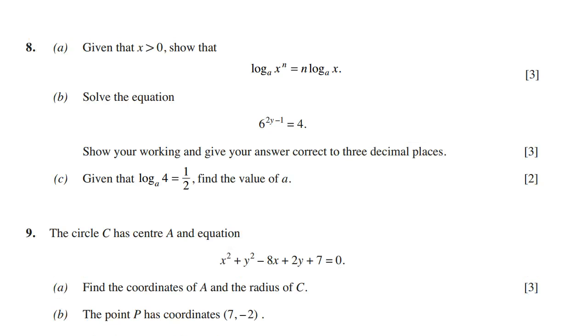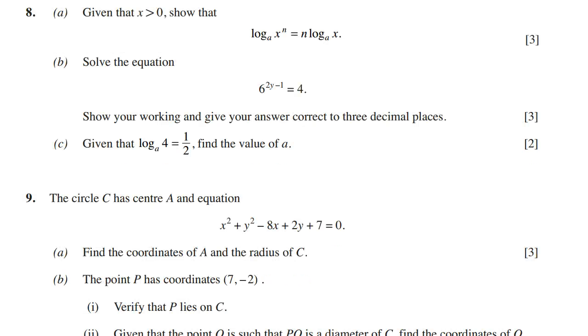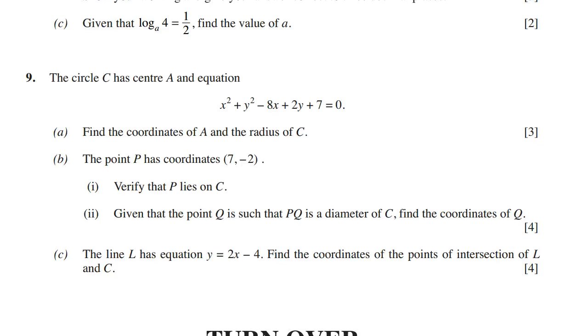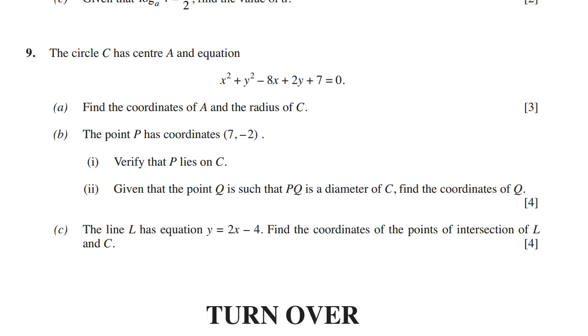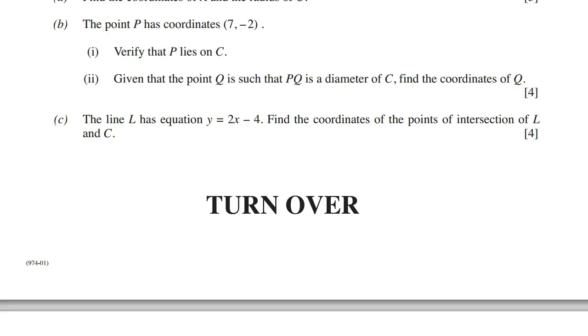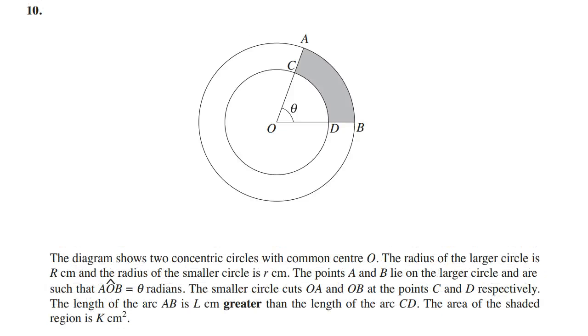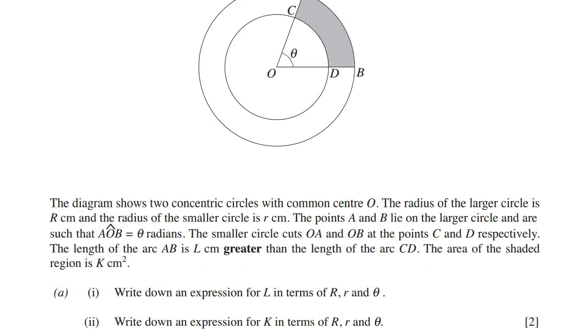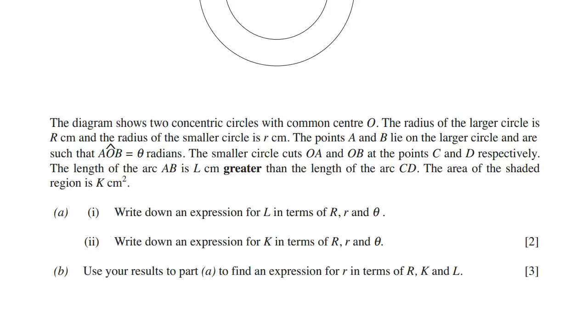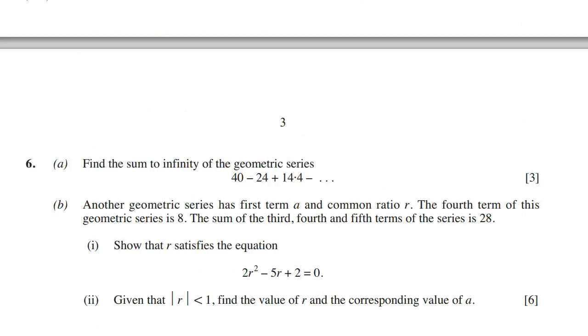Number 7. Logarithms, this is standard bookwork. Taking logs and doing this logarithm. So again, 8 is easy once you've practiced those types of questions. Circles and lines and points is question 9. So that seems fine. And let's have a look at 10. 10 is areas of sectors. There's the picture. And then you've got a couple of questions to do with areas. So that's basically the paper then.